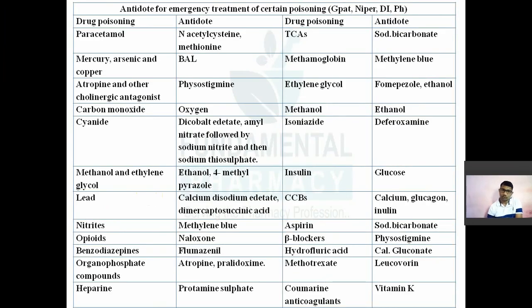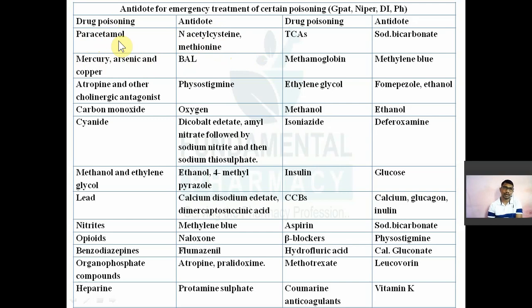Now specific antidotes for certain poisoning. Okay, if you got an overdose of paracetamol, or poisoning of paracetamol, in that case which kind of antidote is there? Specific antidote is N-acetylcysteine. N-acetylcysteine is a specific antidote for paracetamol. Remember, questions have been asked about this 2-3 times. Then again methionine is also there. Methionine is an amino acid, sulfur containing amino acid.